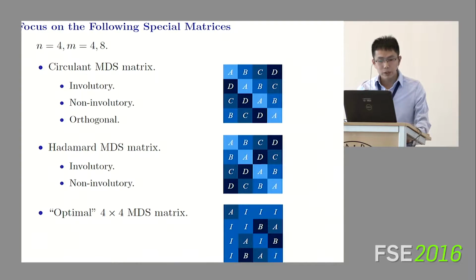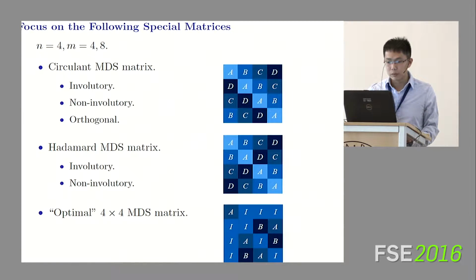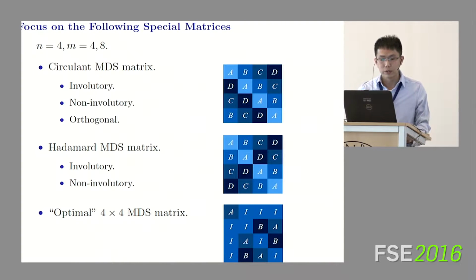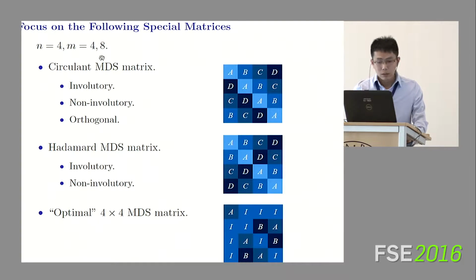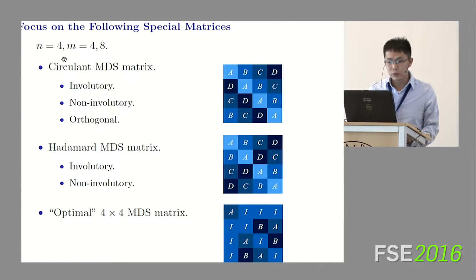Our methods restrict us from constructing MDS matrices of bigger order, since they have to search too many entries. In cryptography, the 4x4 MDS matrix is often used, and the size of S-boxes is often 4-bit or 8-bit. Then we focus on this size, n equals m equals 4 or 8, and we also focus on these special matrices.